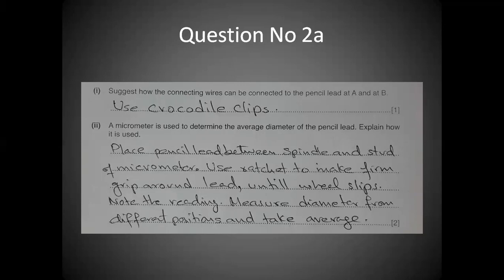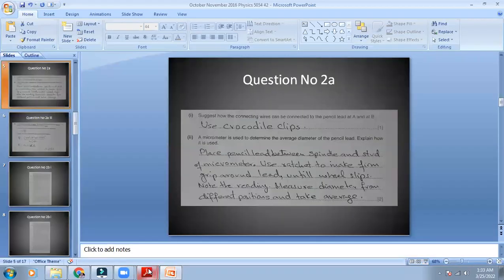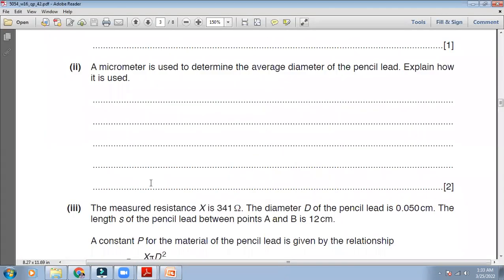Then you can take the diameter reading from different positions, different locations on the lead, and then take the average of the diameter. Let me read the written answer. Place pencil lead between the spindle and the stud of the micrometer. Use ratchet to make firm grip around the lead until wheel slips. Note the reading, measure diameter from different positions, and take average. So this is my answer of how you use a micrometer. Okay, so we are done with this. This is our 2-mark question.